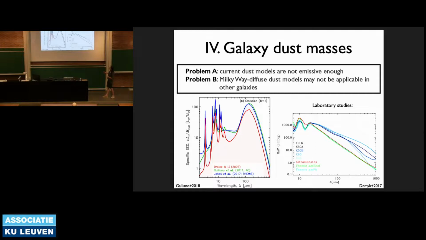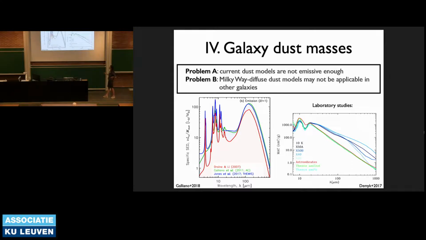To give you an idea, on the left-hand side in red, these are all different dust models for the same dust mass. If they were equally emissive, you would expect the SED to be the same, but this is the Draine and Li model that people typically use, and these are some more recent models, and they are more emissive. So if you fit your observations with these more emissive models, you would get a dust mass that is lower by a factor of 2 or so.